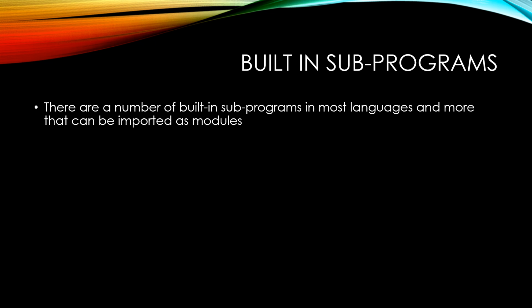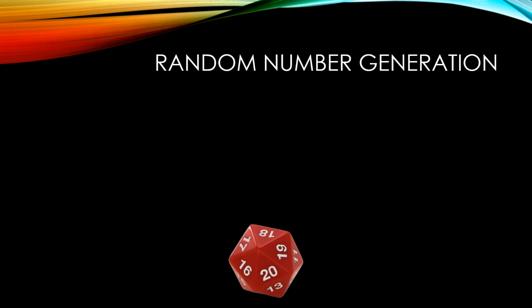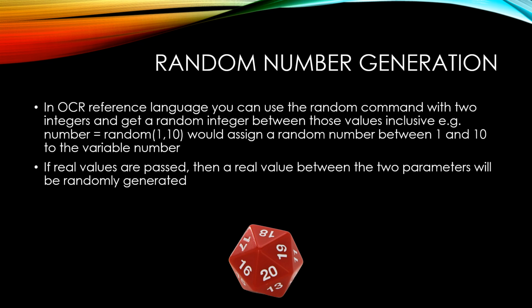There are a number of built-in subprograms in most languages, and more that can be imported via modules. Built-in functions we have already seen in this course include upper, lower, int, real, and string. Another built-in function you need to be familiar with is random number generation. In OCR reference language, you can use the random command with two integers and get a random integer between those values inclusive of the two numbers that you put in. So number = random(1,10) would assign a random number between 1 and 10 that could be 1 or 10 to the variable number. If real numbers are passed, then a real value between the two parameters will be randomly generated.